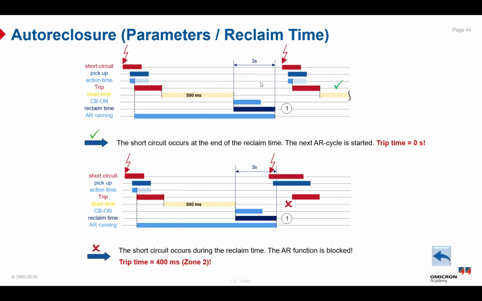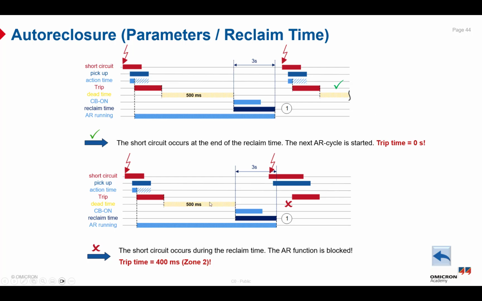Okay, but if the trip happens after this reclaim time, it will initiate a new AR cycle or a new AR process. So in the first example here, the short circuit happens after the end of the reclaim time. So a new AR cycle is started, and the trip time will be 0 seconds.